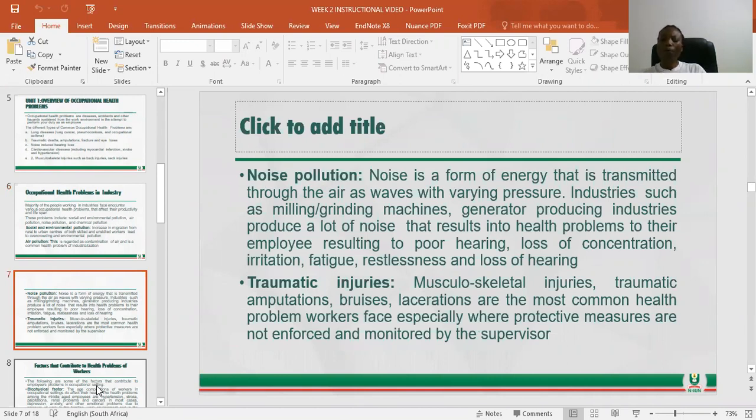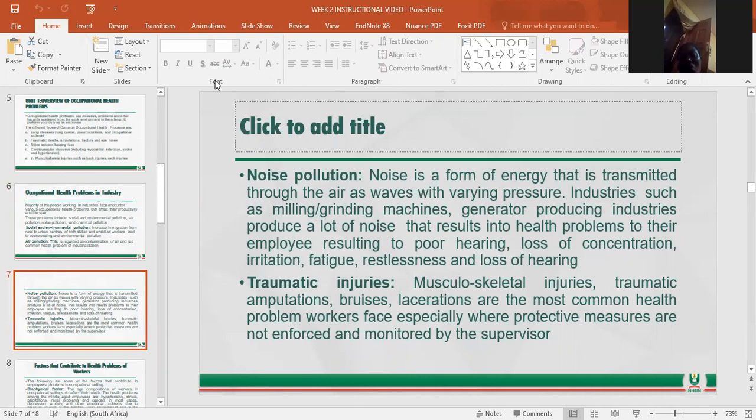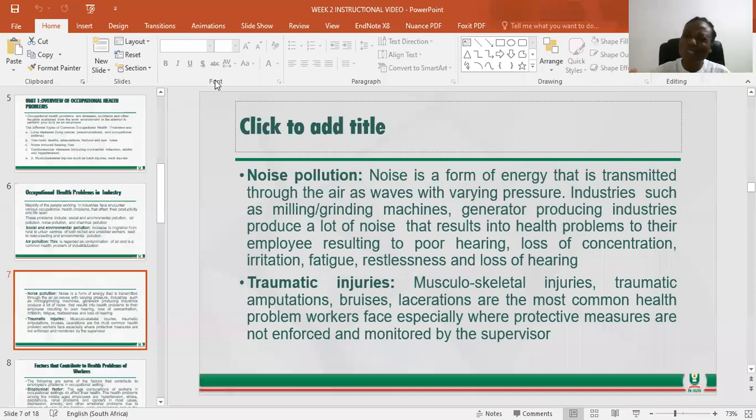What class of people do you think can have noise pollution as an occupational health problem? Like people working in a quarry where they are blasting rocks. Yeah, yeah. What about people working in the grinding? They call it what? There is this group of people that grind, that work in the sawmill. Yeah, millers, people who work in a sawmill as well.